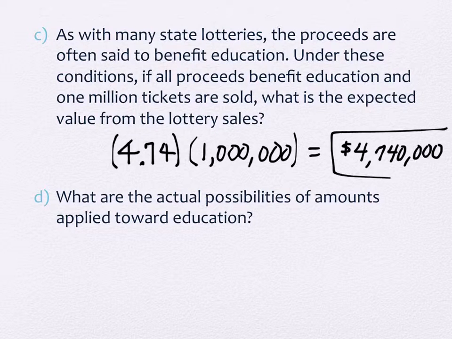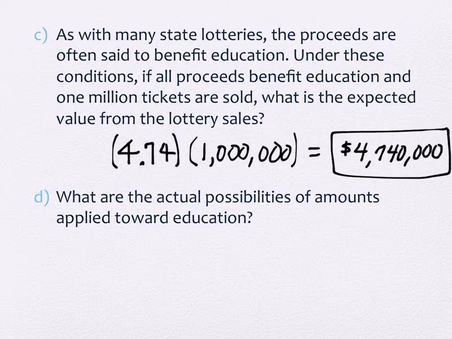That's the expected outcome. That's not really what happens though, and I don't even mean in terms of the education. Really, either everybody loses or somebody wins. Those are actually the two outcomes. There's not a perfect, average-case scenario like what we just did. That's a mathematical process by which we can decide whether to play the game or not, but it doesn't really tell us what happens. So what are the actual possibilities?